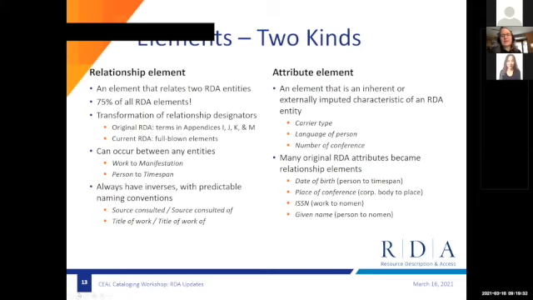However, many original RDA attributes became relationships elements, as I alluded to earlier. For example, date of birth is a relationship between person and time span. Place of conference is a relationship between place and corporate body. ISSN is a name, so it's relating a work to a nomen. And given name is also relating to a nomen, in this case, a person to a nomen. Next slide, please.